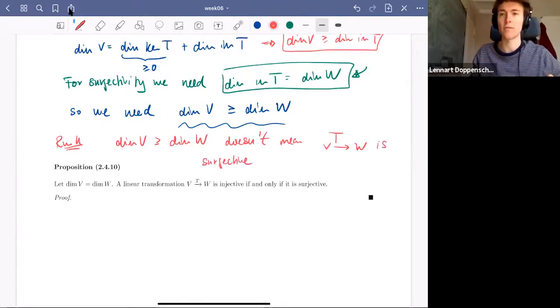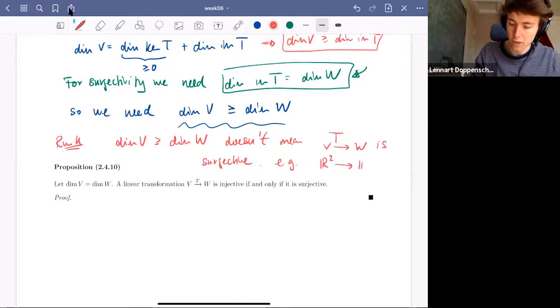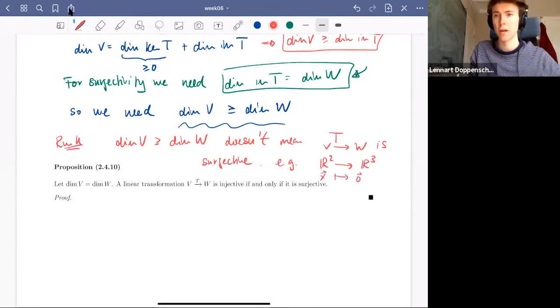I mean, you can always send everything to 0. So you can have that R2 to R3 transformation that sends every vector X to 0. That is the transformation. There could have been surjective transformations, but this one is not.